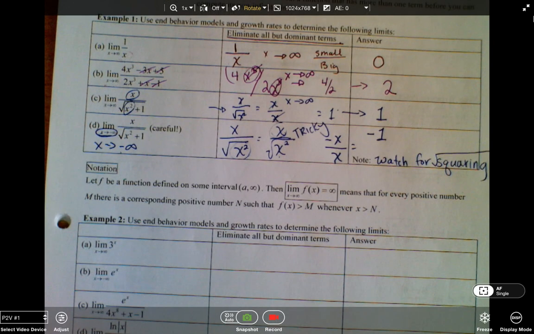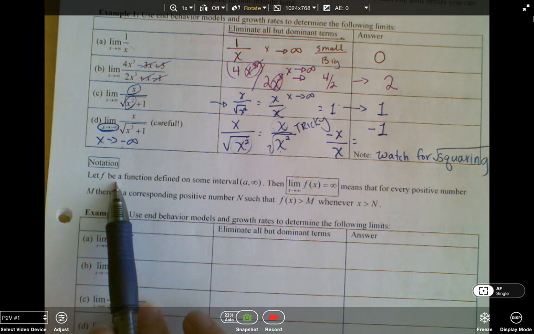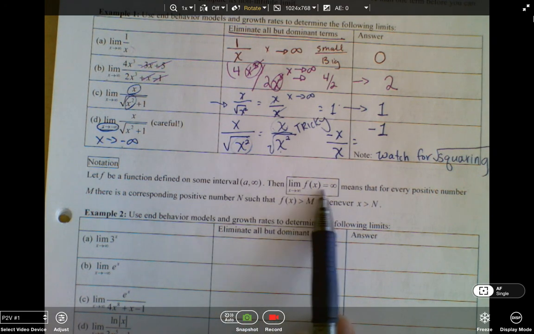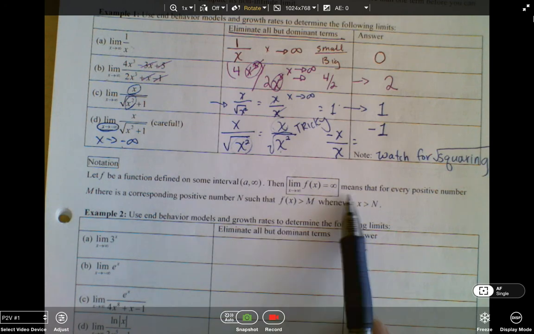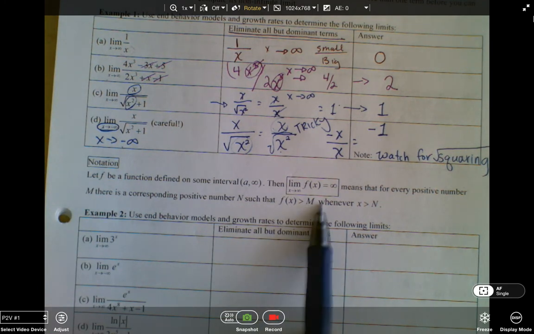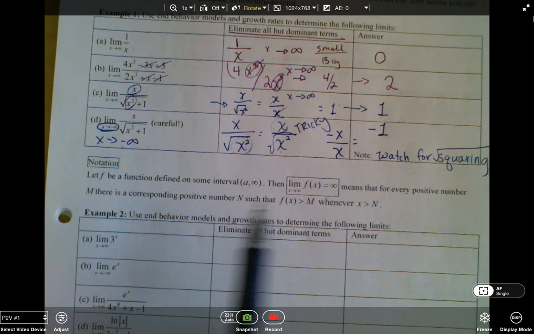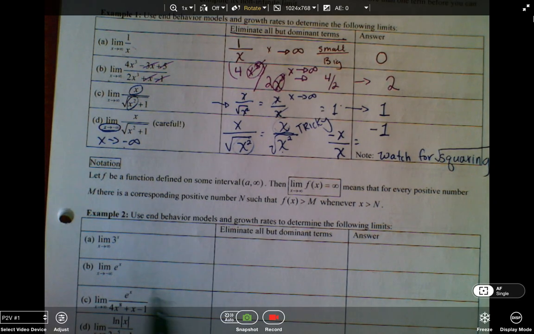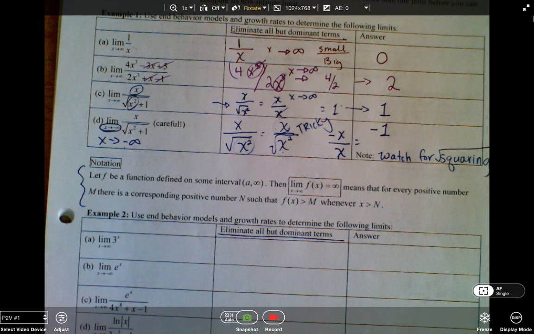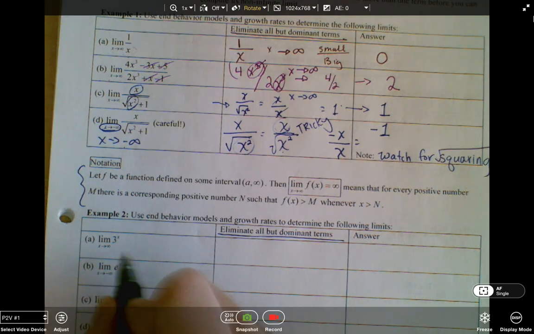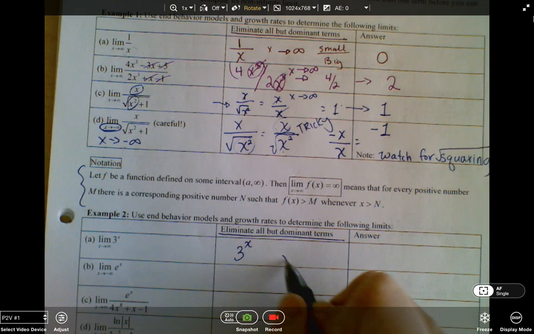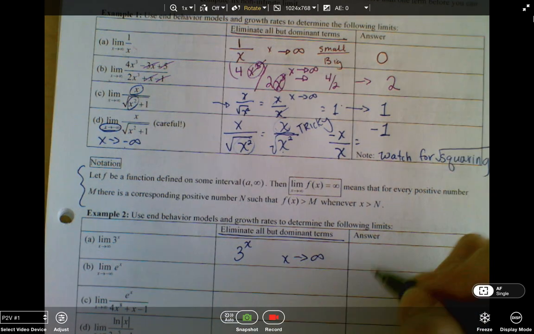So let's look at some notation here. Let f be a function defined on the interval a to positive infinity. Then the limit of f of x equals infinity means that for every positive number, we're just using m here, there's a corresponding number n such that f of x is greater than m whenever x is greater than n. So we're going to go through this guy right here. So 3 to the x only leaves 3 to the x, and as x goes to positive infinity of this function, the whole thing is going to just go to infinity.